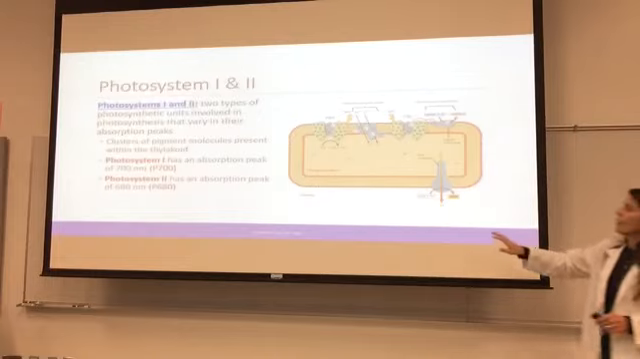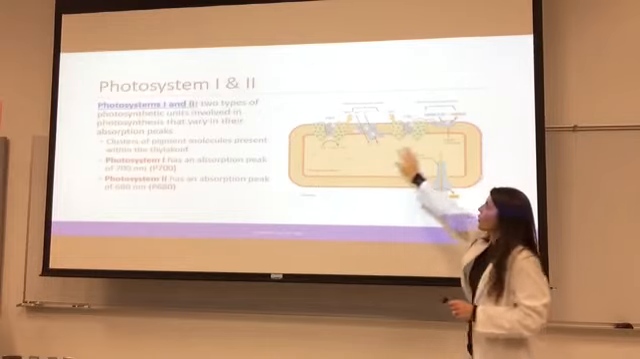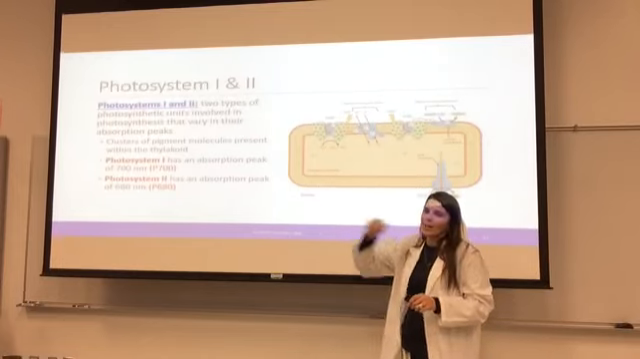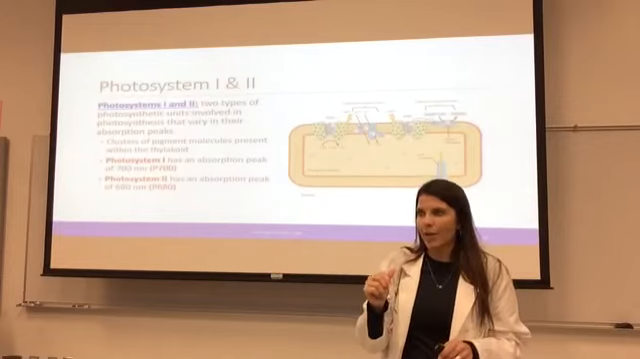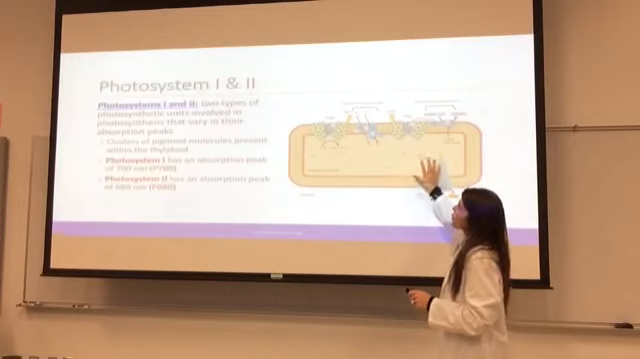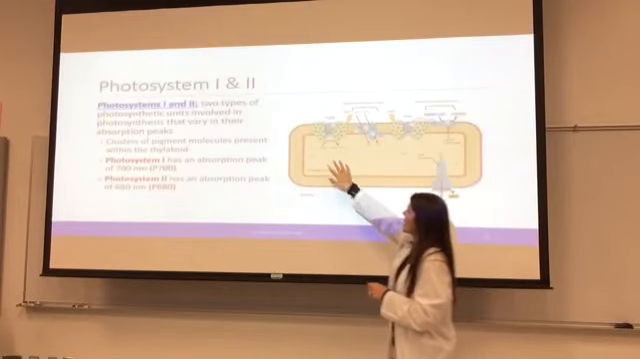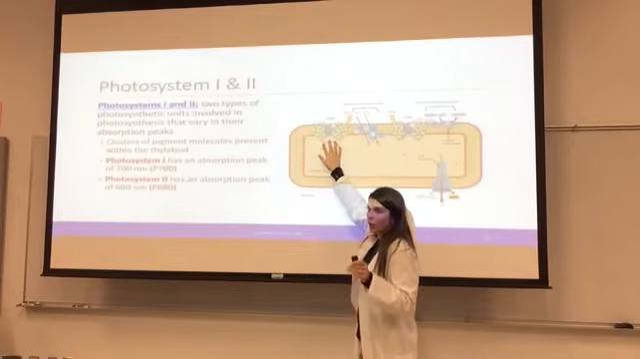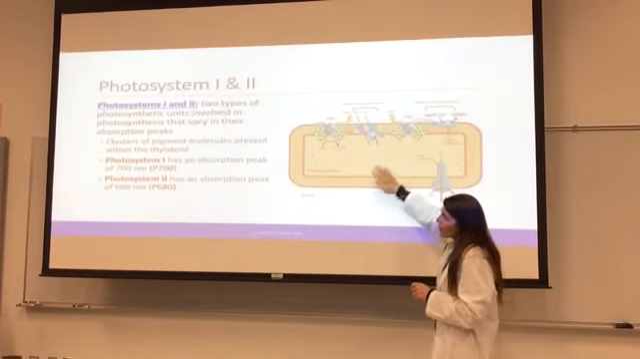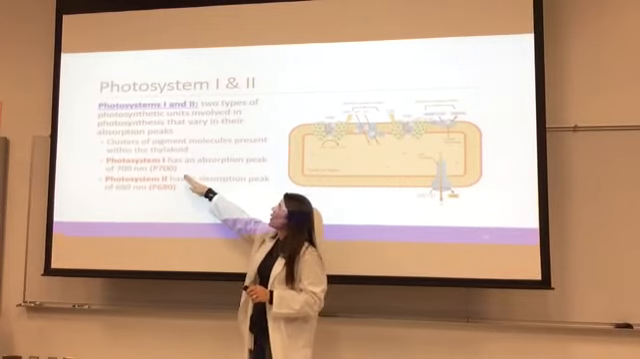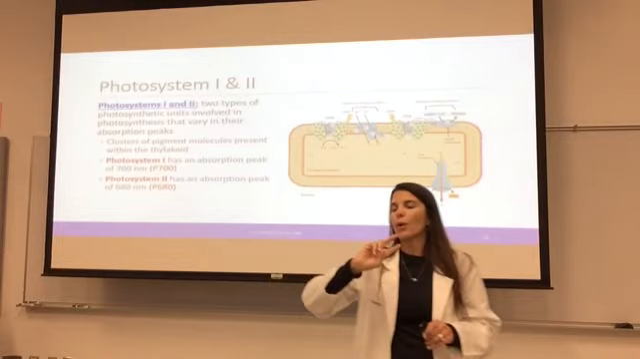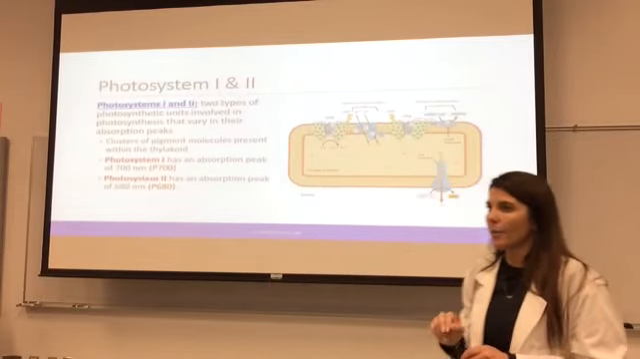So here again, I have a thylakoid membrane, and I chose this diagram because you can clearly see that it is a phospholipid bilayer. You can also see the placement of the photosystems. I have photosystem 2 first and photosystem 1 second. I also have here that photosystem 1 is also referred to as P700 and photosystem 2 as P680.